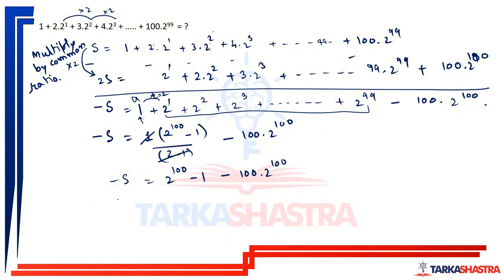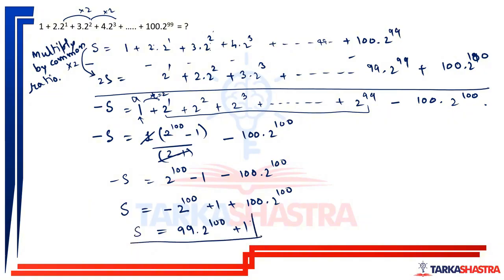Now, if I have to change the sign, this will become s. This will become minus 2 raised to 100. This will become positive 1. This will become 100 into 2 raised to 100. Now, 100 into 2 raised to 100 minus 2 raised to 100 is 99 into 2 raised to 100. And this plus 1 is here. So, sum of this AGP is 99 into 2 raised to 100 plus 1. Okay, and that is what we needed to find.